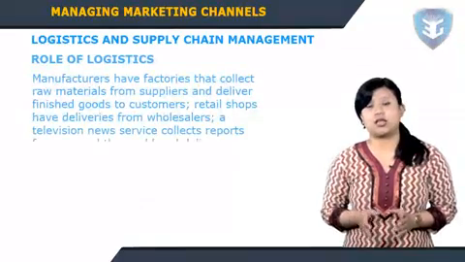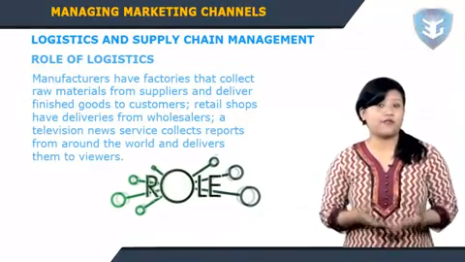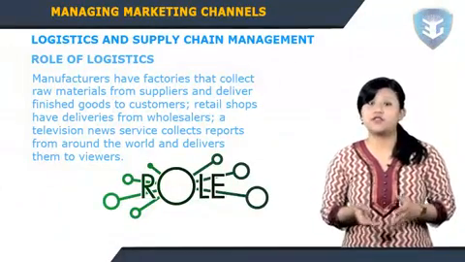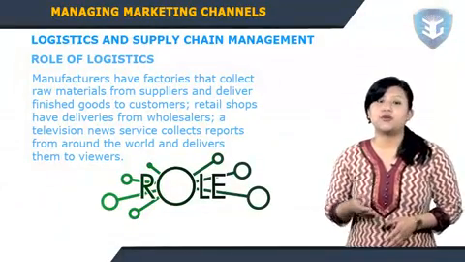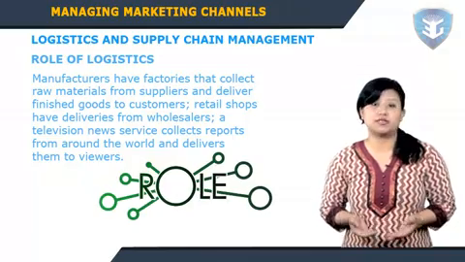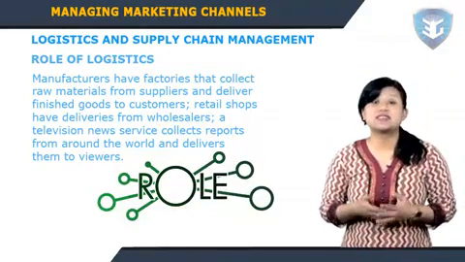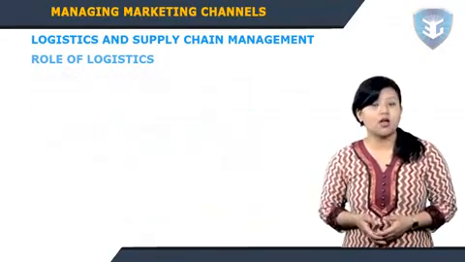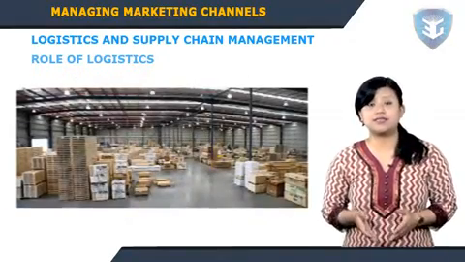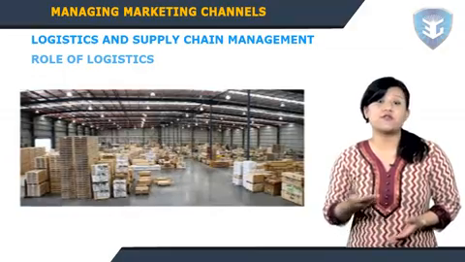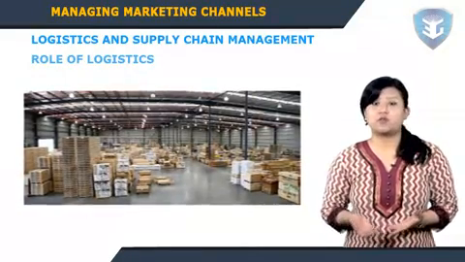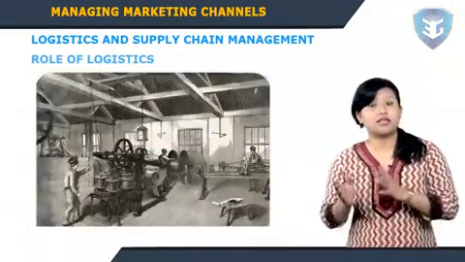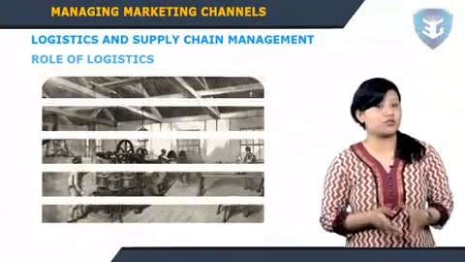Every organization has to move materials. Manufacturers have factories that collect raw materials from suppliers and deliver finished goods to customers. Retail shops have deliveries from wholesalers. A television news service collects reports from around the world and delivers them to the viewers. Most of us live in towns and cities and eat food that is brought in from the country. When we order books from a website, a courier delivers them to the door, and when we buy a mobile phone, it has probably traveled around the world to reach us.